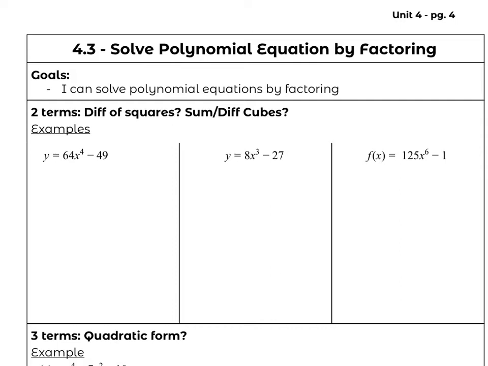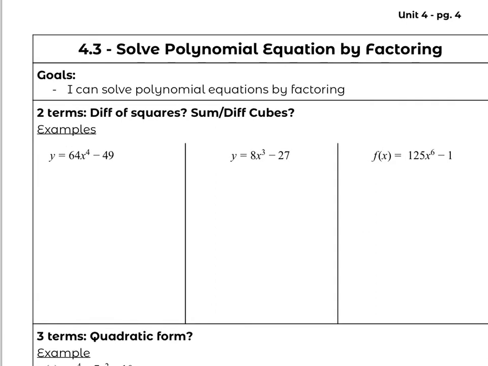So let's look at my different types of factoring we did earlier in the semester. The first thing we did were two terms. And with two terms, you could have two different patterns. You could have a difference of squares or a sum and difference of cubes. So if I want to solve the following equation, we're going to set it equal to 0 and see if it factors.